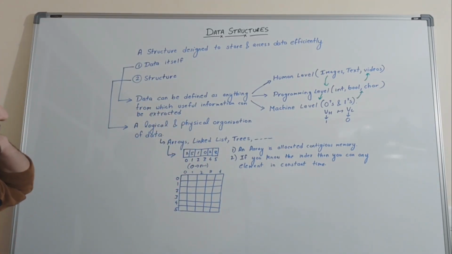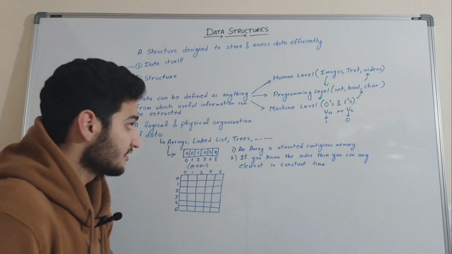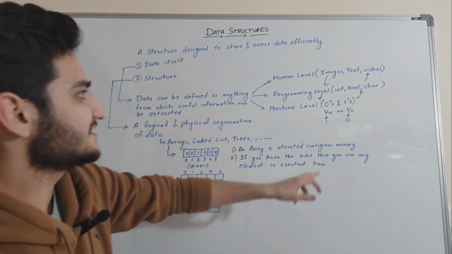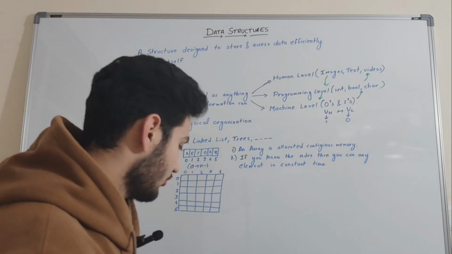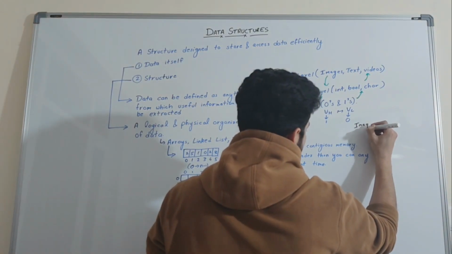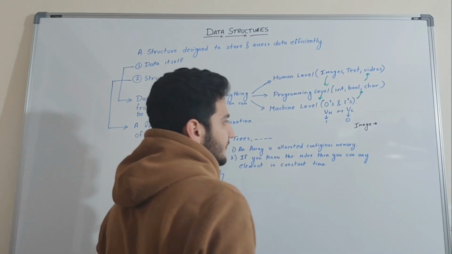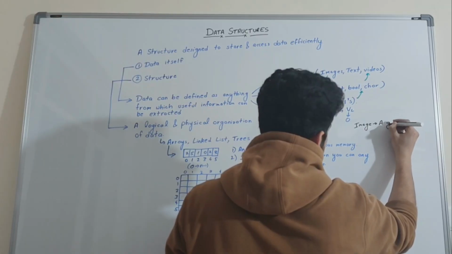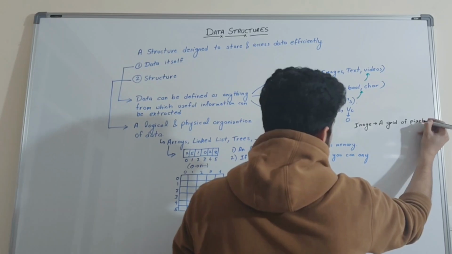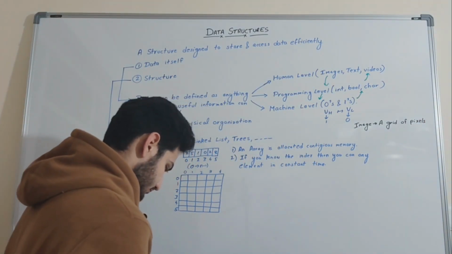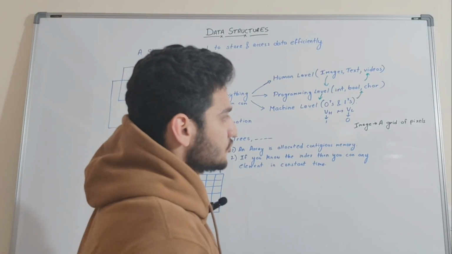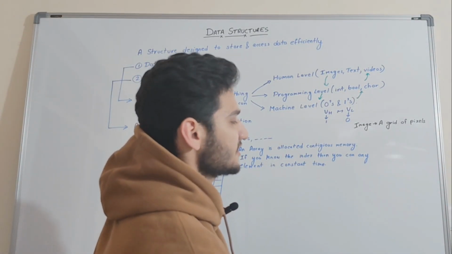Now I have to show you something. How are we going to translate human level data into programming level data? Let's take the example of an image. What is an image? An image is actually a grid of pixels. And each pixel is going to hold a color value. This is how an image is formed.